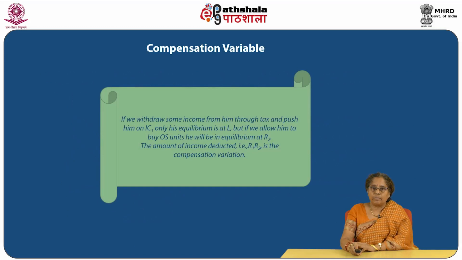If we withdraw some income from him through a tax and push him onto IC1, which is a lower indifference curve, his equilibrium is at L. But if we allow him to buy OS units, he will be in equilibrium at point R2. The amount of income deducted, that is R1 R2, is the compensation variation.